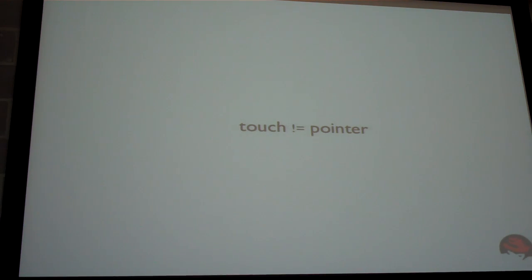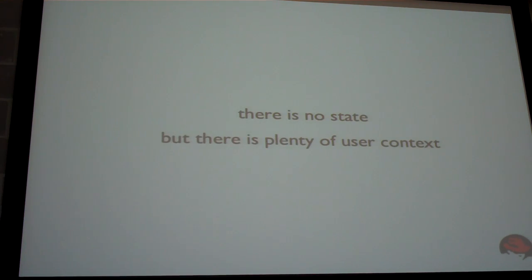If you have 15 cursors on the screen, 15 people working simultaneously, you can use the cursors to differentiate. You can't do that with touch. Because one of the main features with touch is that there is no state, but we still have all of the user concept. So I give you one example.